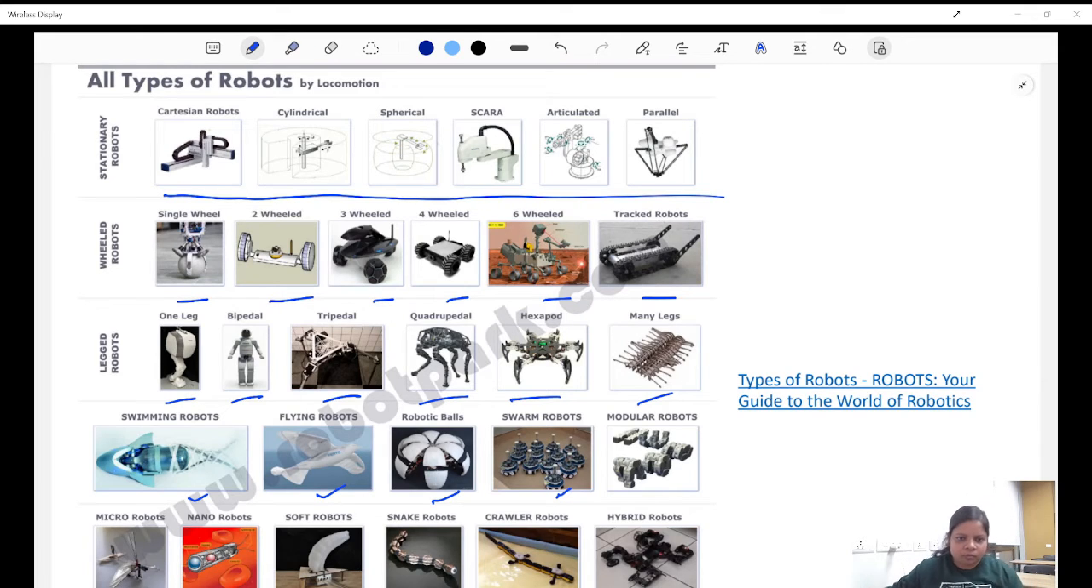Yeah. So after this, we have modular robots. What are modular robots? Anyone? Any idea?